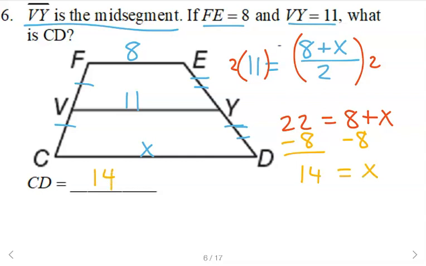The other way to think through that is as you go from this base to this one, you add 3. Keep that same pattern going because they're the same distance apart, so add 3. And so we get 11 plus 3, 14. Mid-segment is the average of the bases.